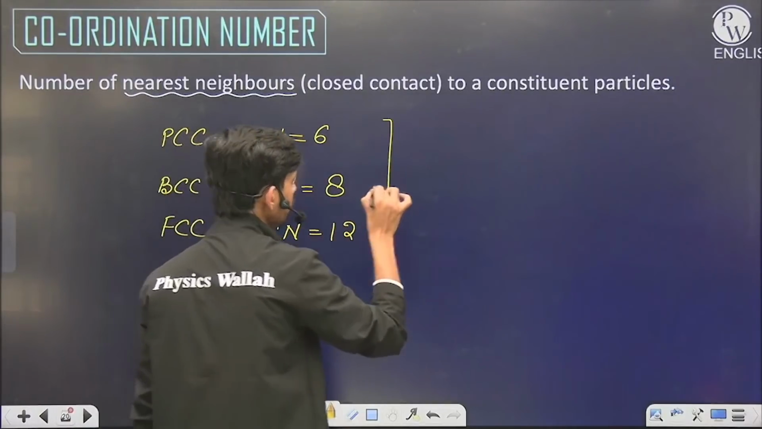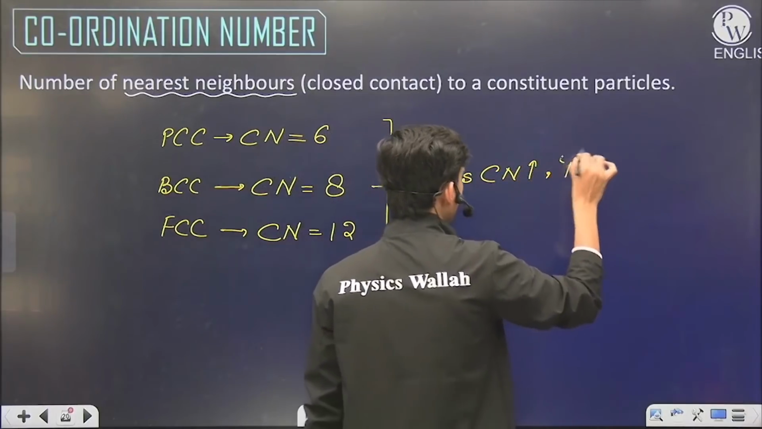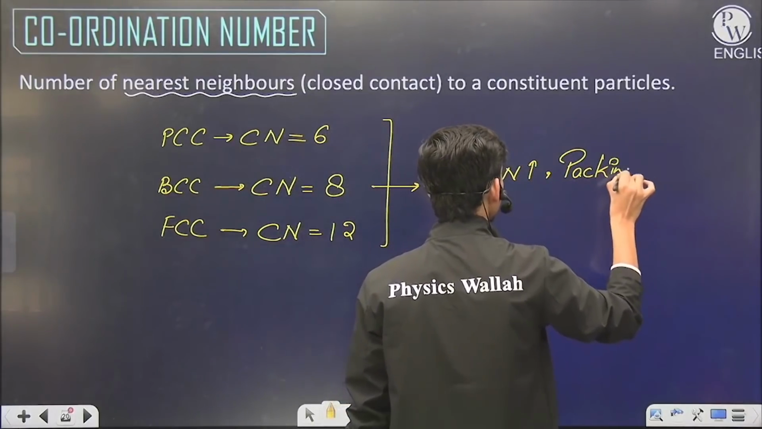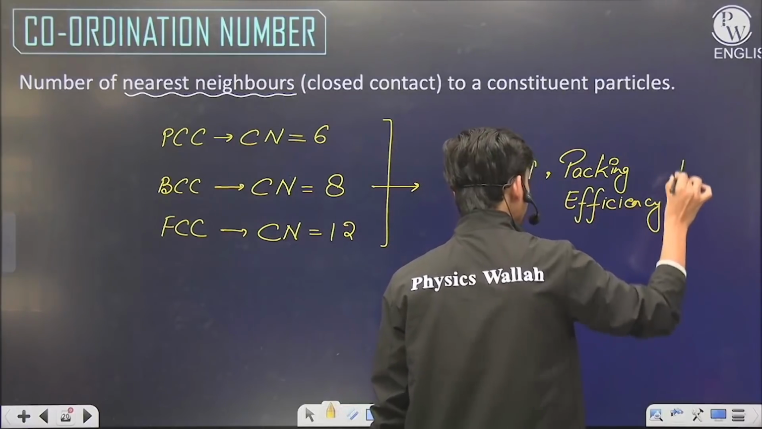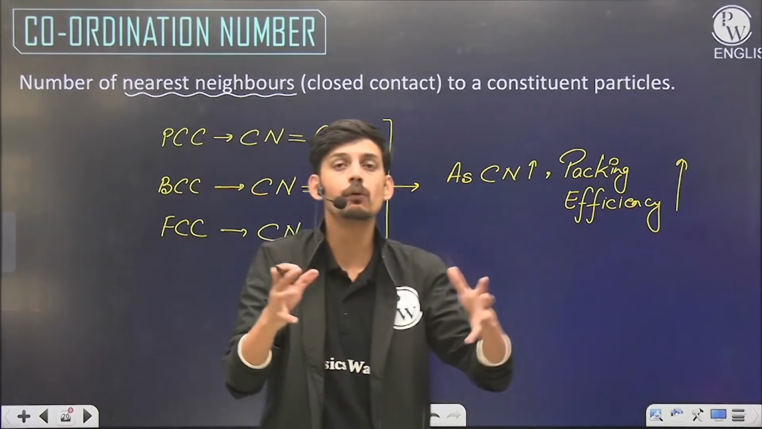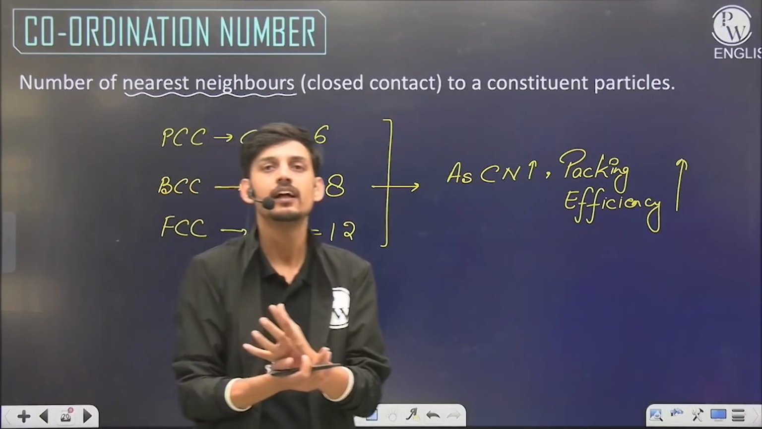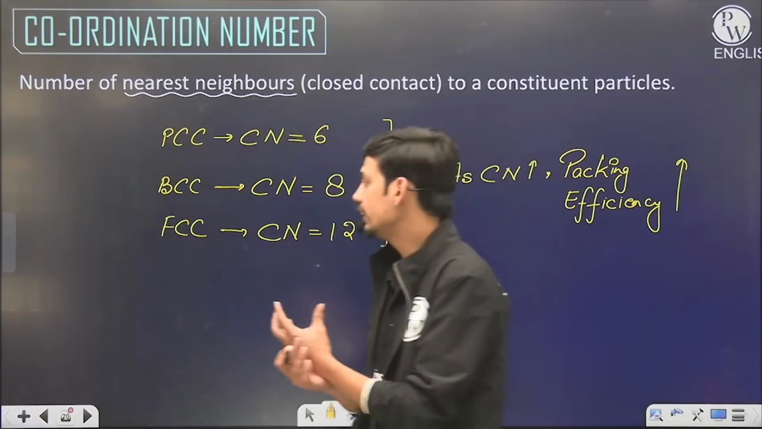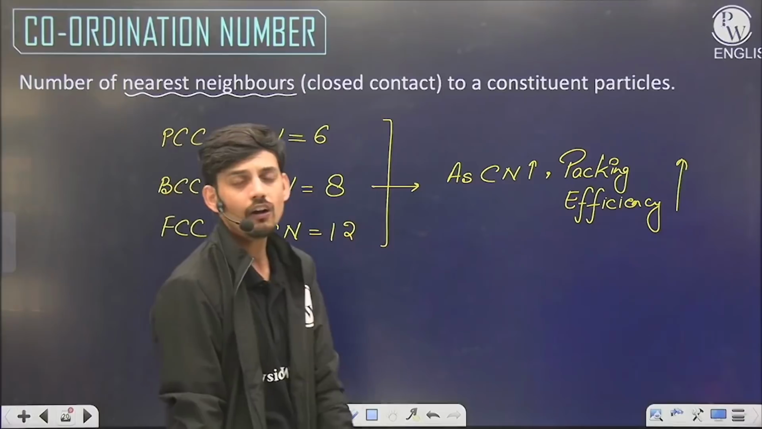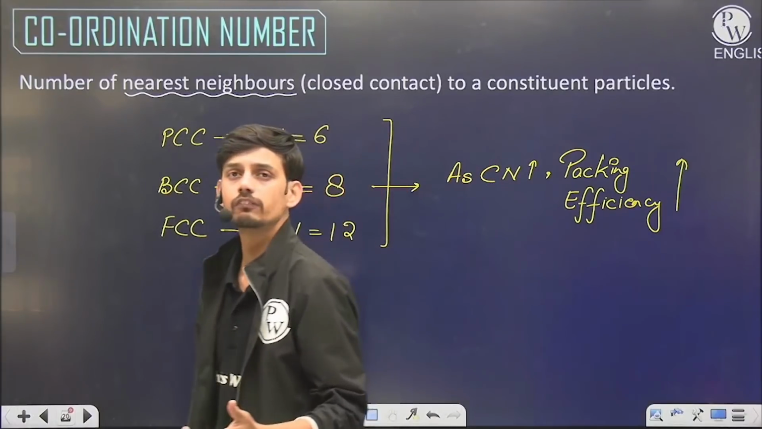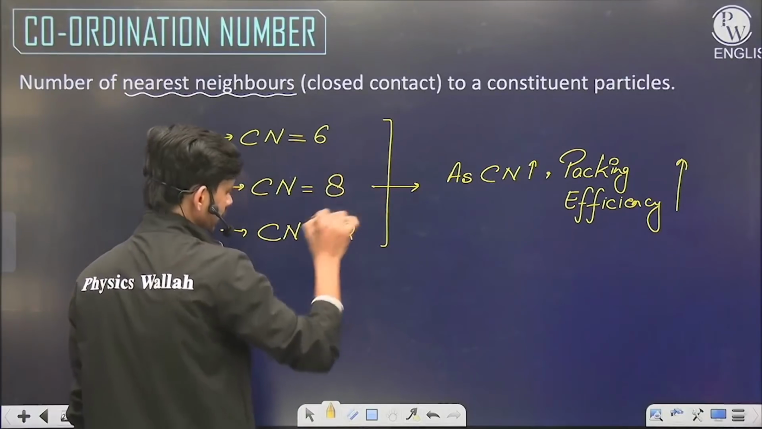One more thing to remember from here is that as the coordination number increases, packing efficiency also increases. Why? Because if more atoms are in close vicinity, more atoms are in contact, then the cube will have less empty space, and that will become the efficient packing. So we already know FCC is the most efficient packing and FCC has the highest coordination number. Also, coordination number due to symmetry is most of the time even, because the cube is symmetrical. So the coordination numbers here are all even.